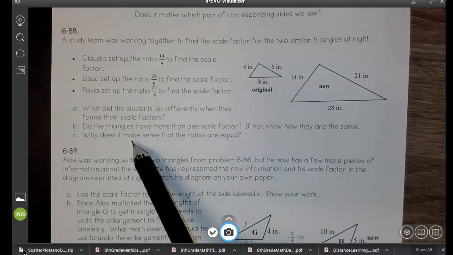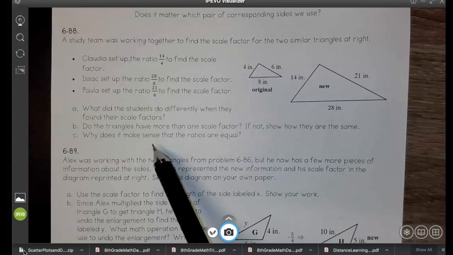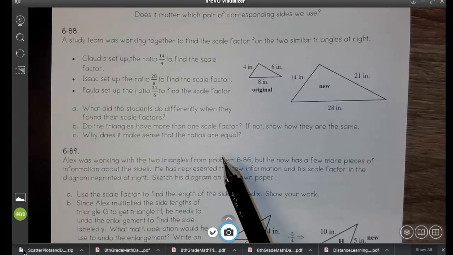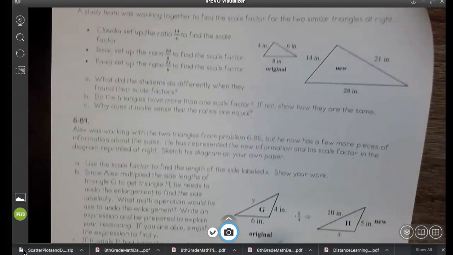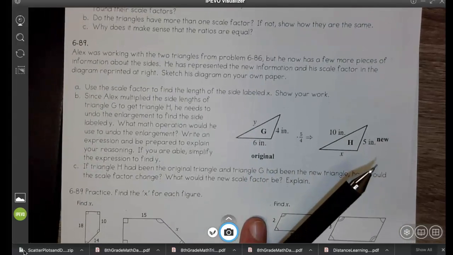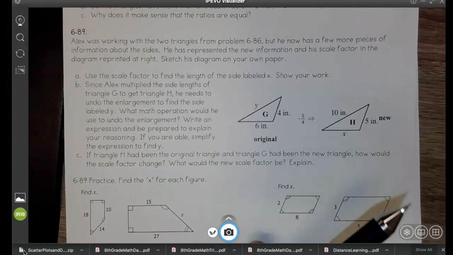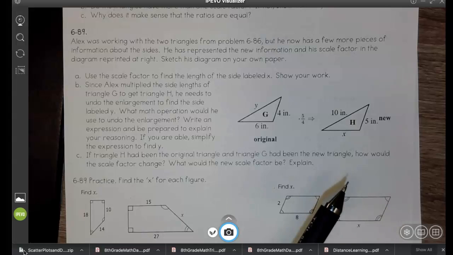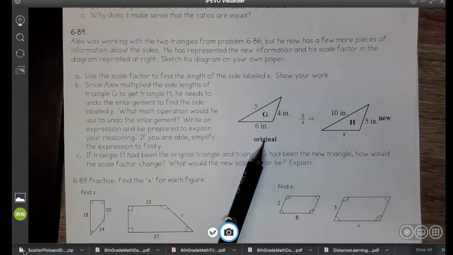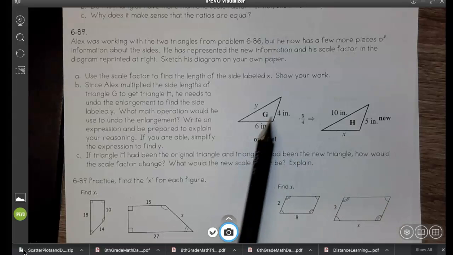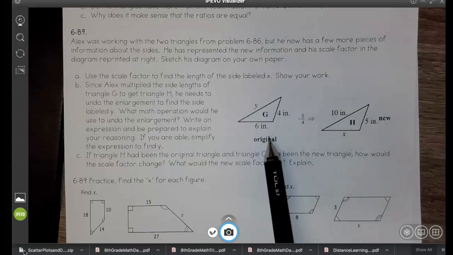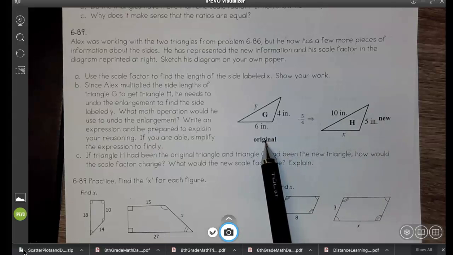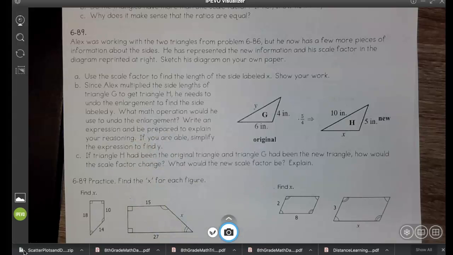So we have some questions here. What did they do differently? Do the triangles have more than one scale factor? And if not, show how they are the same. So that's how you will work that slide. Then when we come down to 6-89, we talk a little bit more about the original. This is the B problem in the first problem that we worked, and we're given some more information, again trying to find the scale factor. And then there are some questions that will go along with that.